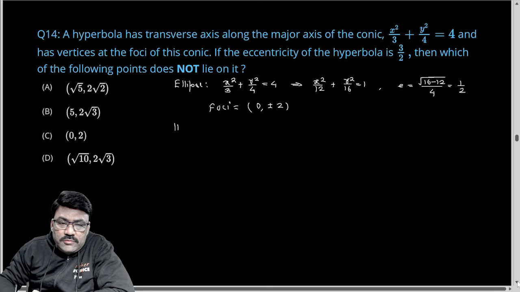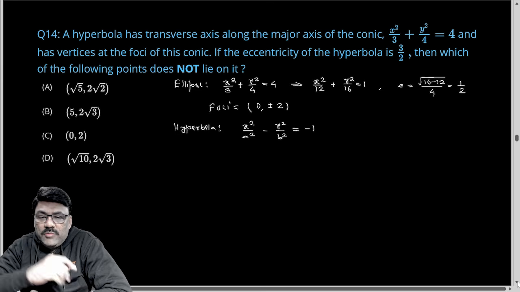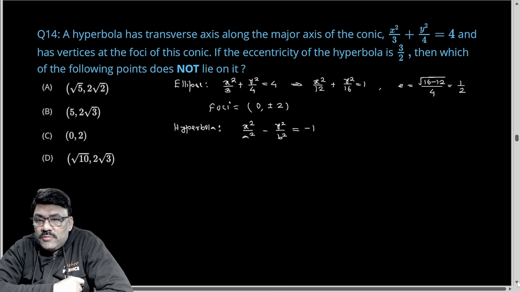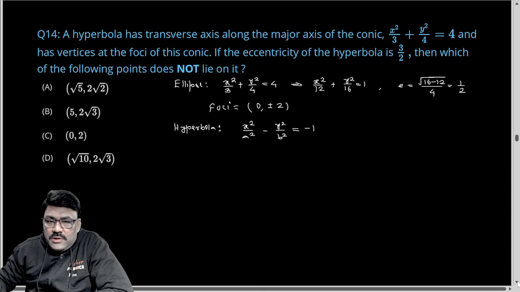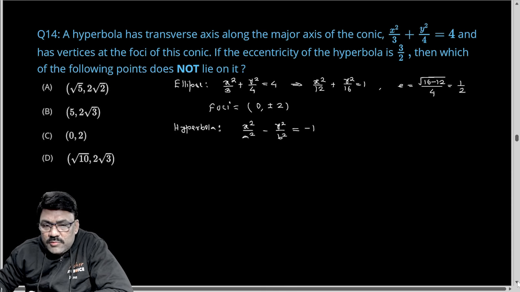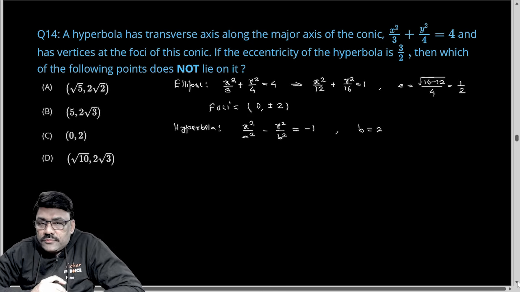Now I can write the hyperbola. The hyperbola will be x square over a square minus y square over b square is equal to minus 1. On the right side, you will write minus 1 because your hyperbola is passing through the point 0, comma, plus minus 2. So the hyperbola will be upward downward type, center origin. Since the hyperbola is passing through the point 0, comma, plus minus 2, obviously b is 2 for the hyperbola.